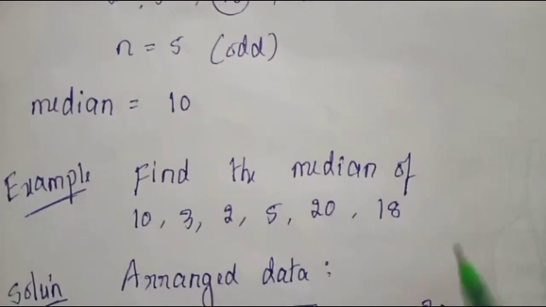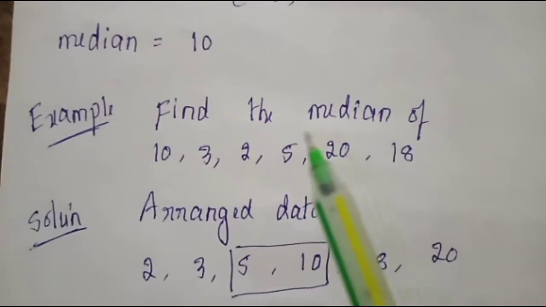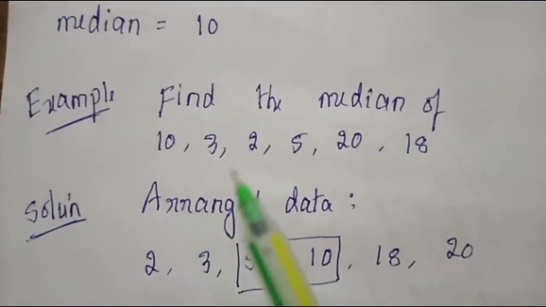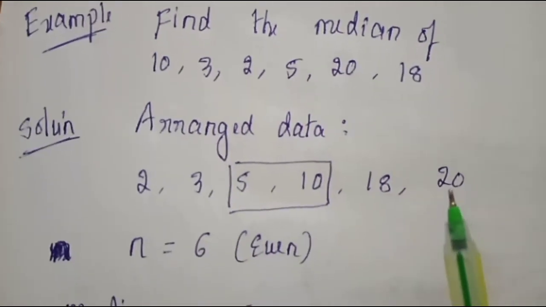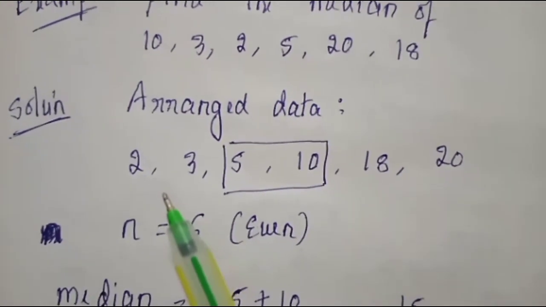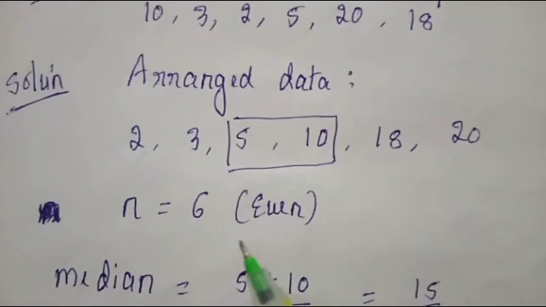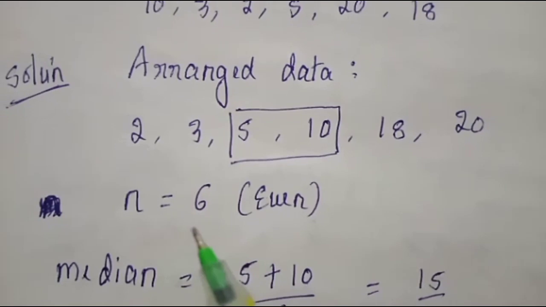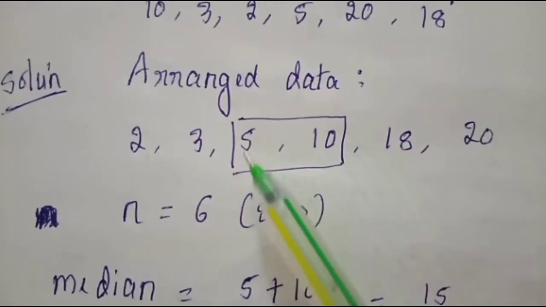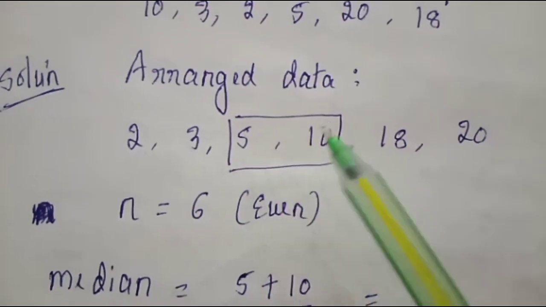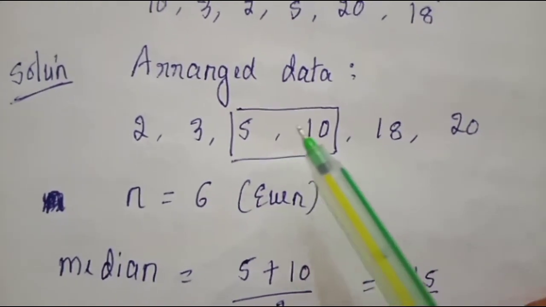Now let us take another example where we have an even number of data. Find the median of 10, 3, 2, 5, 20 and 18. Let me arrange this. After arranging, you have 2, 3, 5, 10, 18, 20. You can see here the number of observations is 6. So you have two middlemost observations, that is 5 and 10. You cannot write here that the median is 5 and also 10.